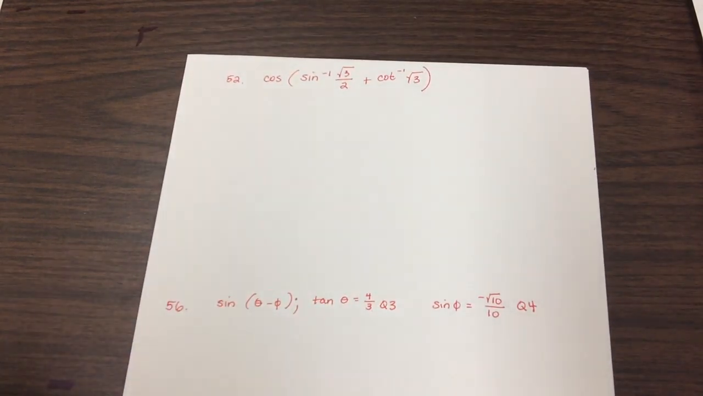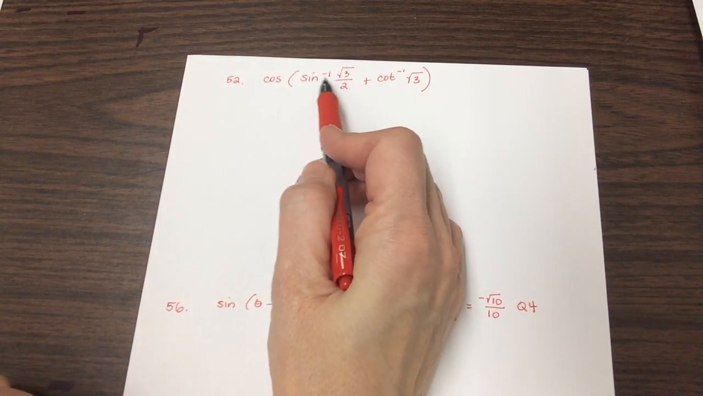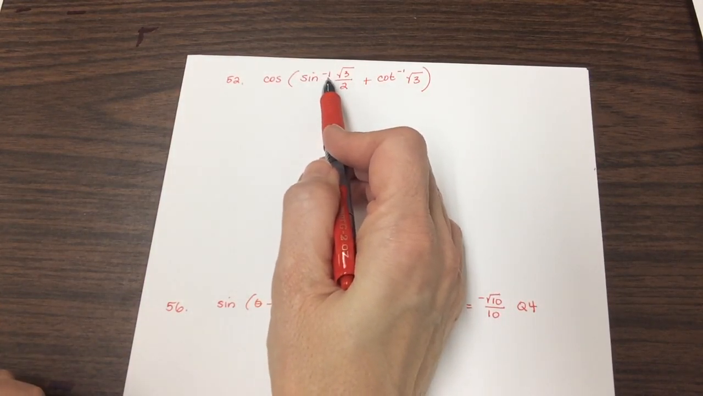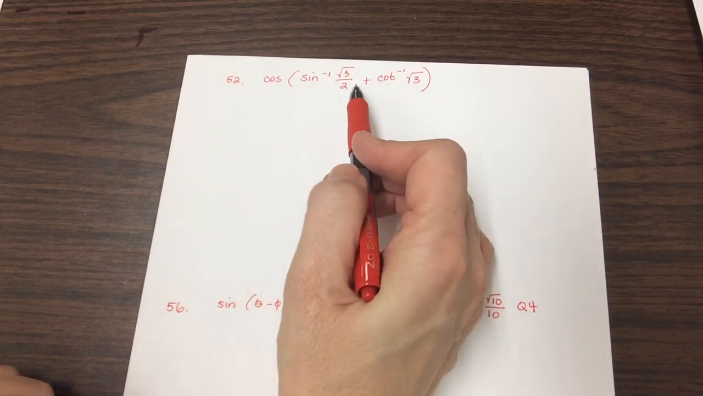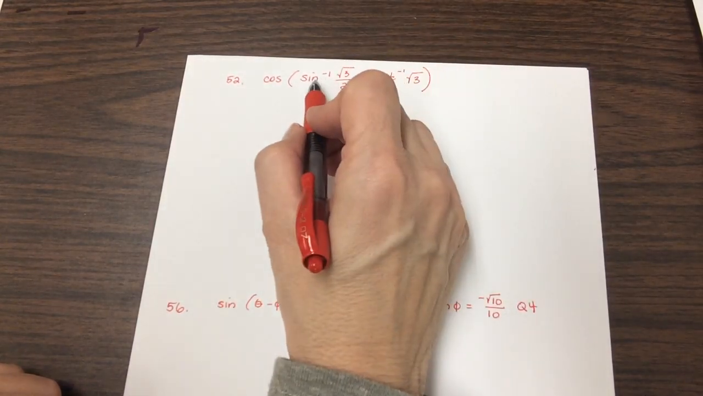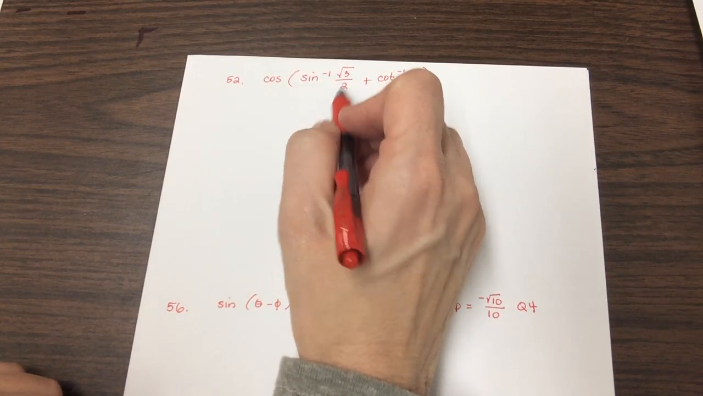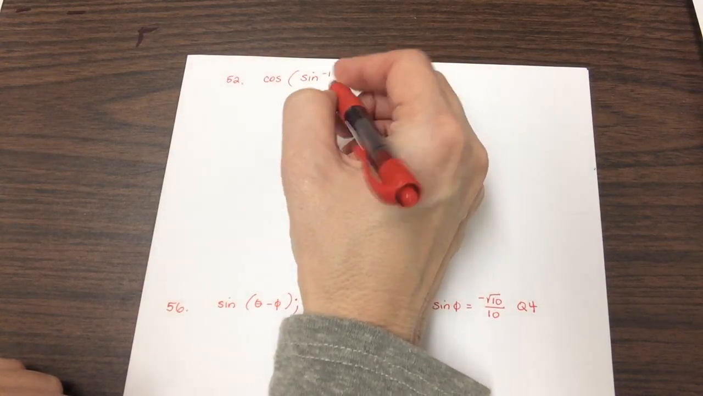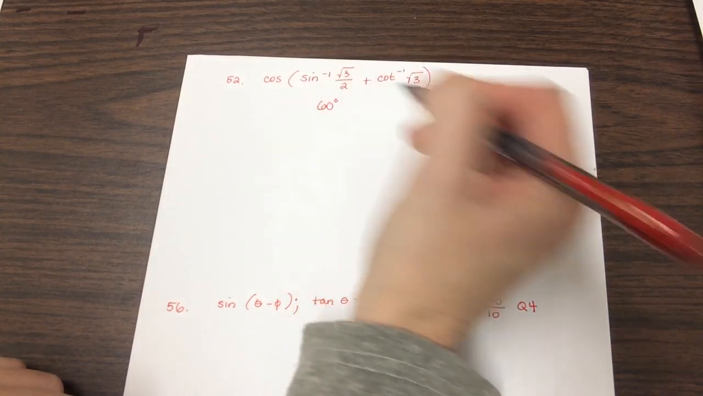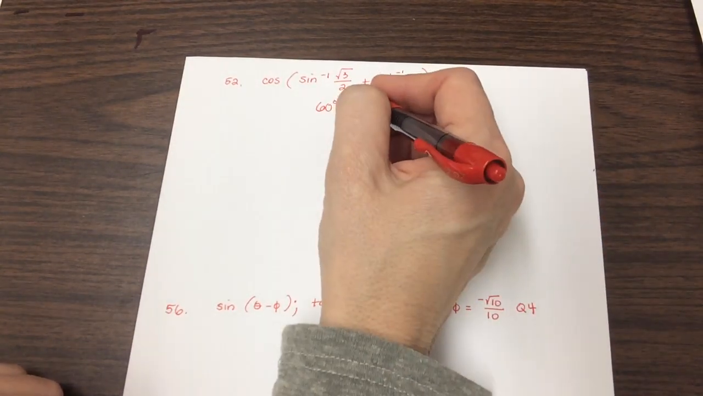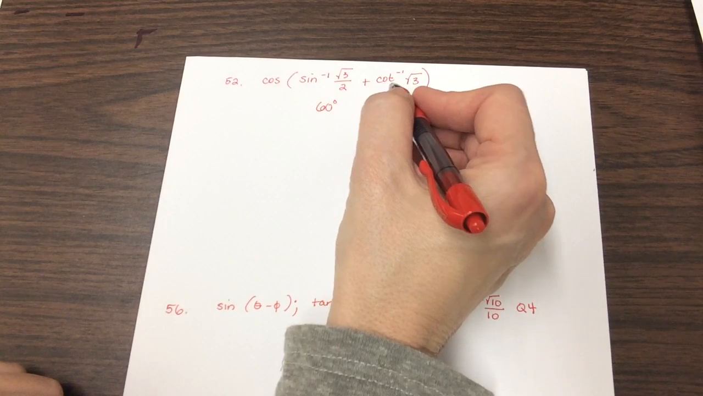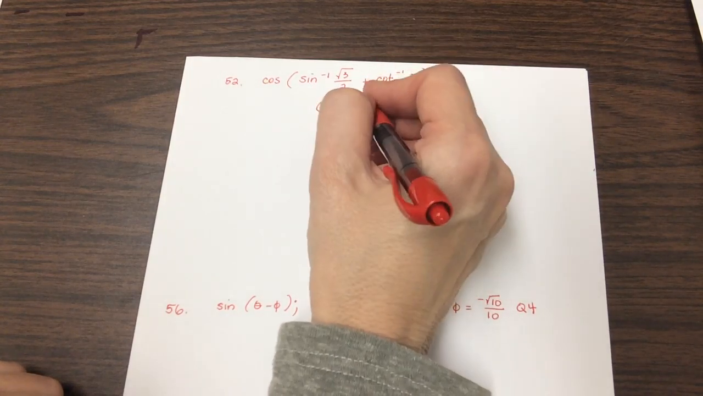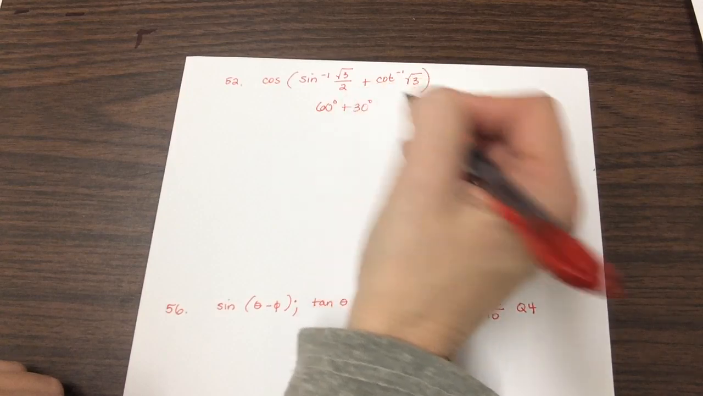So look at this. This is number 52, so it looks a little different. I've got a composition of functions. Remember that when you see this notation, you should be thinking the inverse function. We had to limit our domain to find an inverse function, but this is asking for the sine of what angle is the square root of 3 over 2. Well, the sine of 60 degrees, or pi over 3, is the square root of 3 over 2, and this is asking for the cotangent of what angle is the square root of 3. Well, that's 30 degrees, or pi over 6.